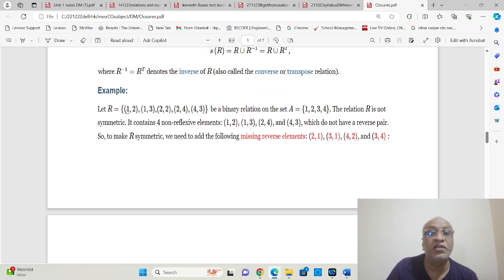Let us take our example. This is our set consisting of 1, 2, 3, 4, and this is our relation: (1,2), (1,3), (2,2), (2,4), (4,3). Why is it not symmetric? (1,2) doesn't have (2,1). (1,3) doesn't have (3,1). (2,4) doesn't have (4,2), and (4,3) doesn't have (3,4), which means I need to add these missing reverse elements, that is (2,1), (3,1), (4,2), (3,4).